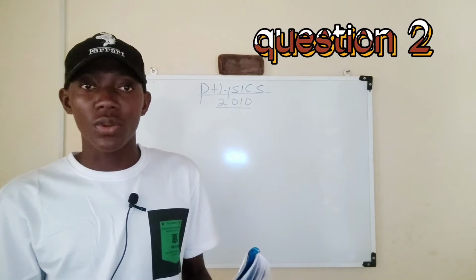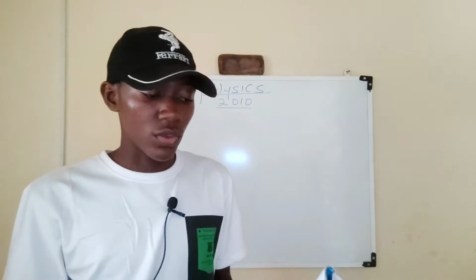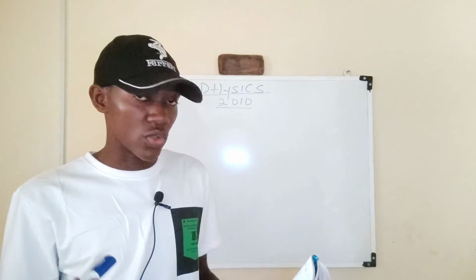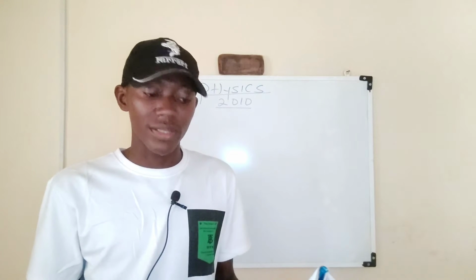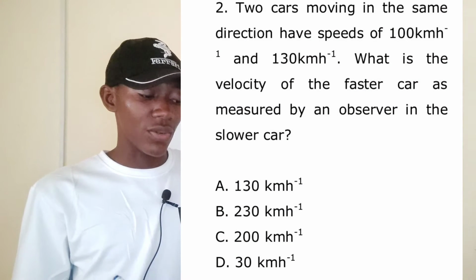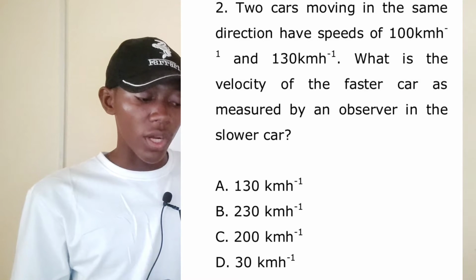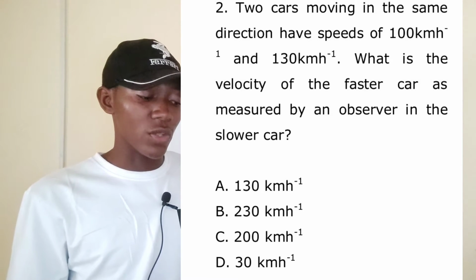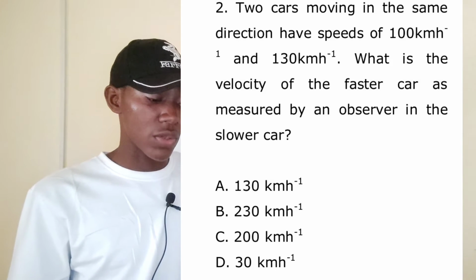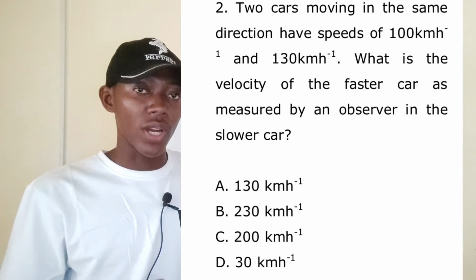So now question number 2. What I have here with me is the past question. Question number 2 says: two cars moving in the same direction have speeds of 100 kilometers per hour and 130 kilometers per hour. What is the velocity of the faster car as measured by an observer in the slower car?